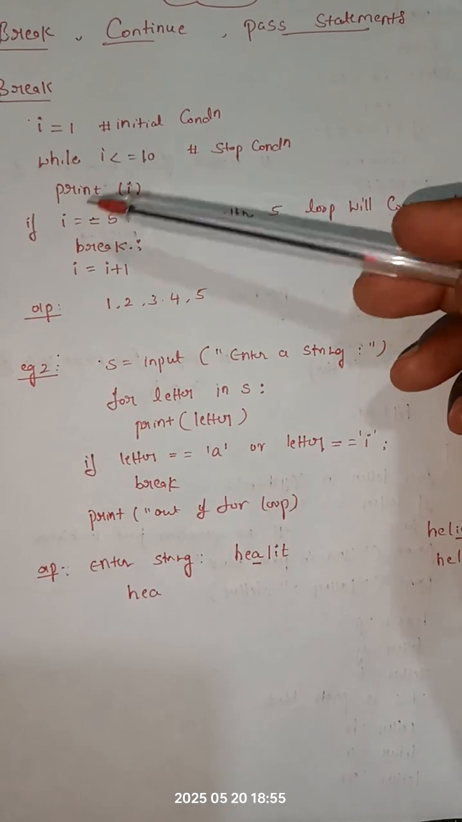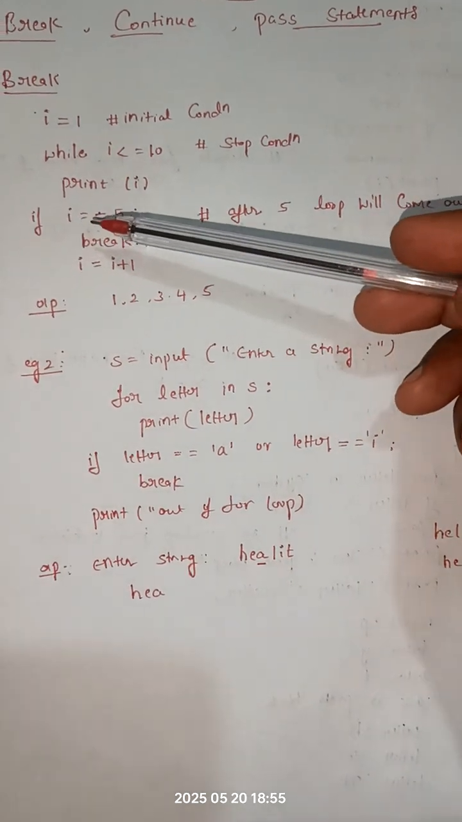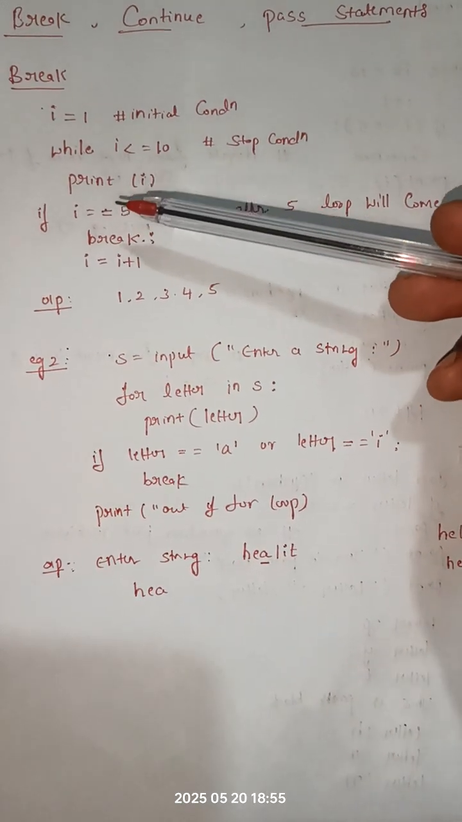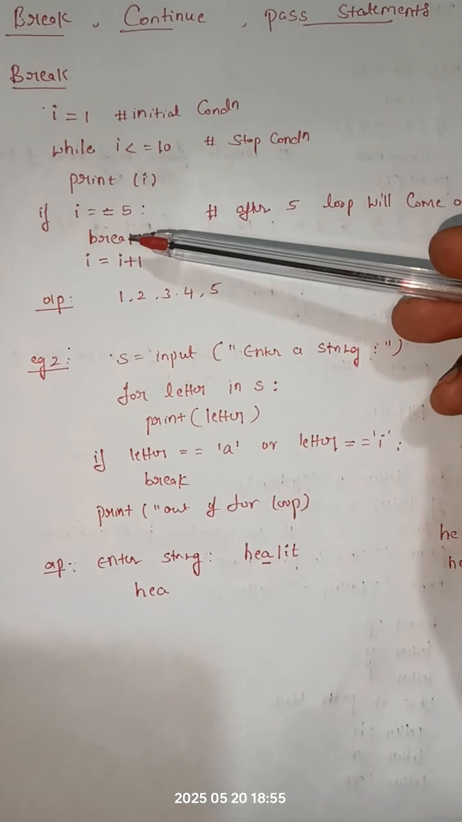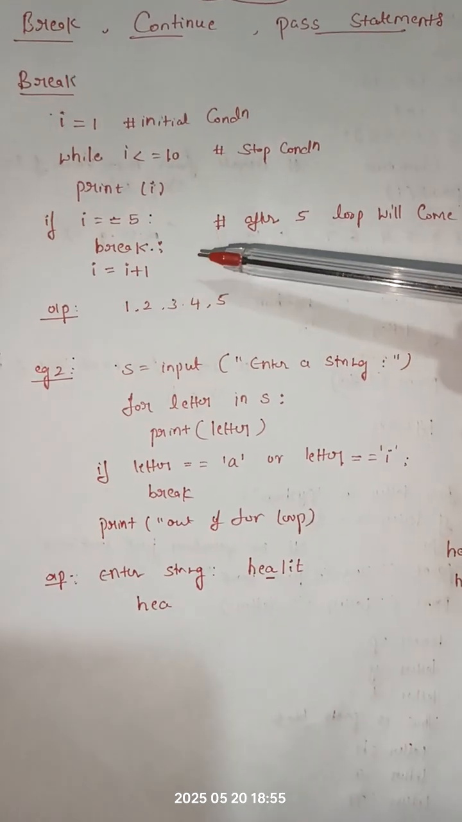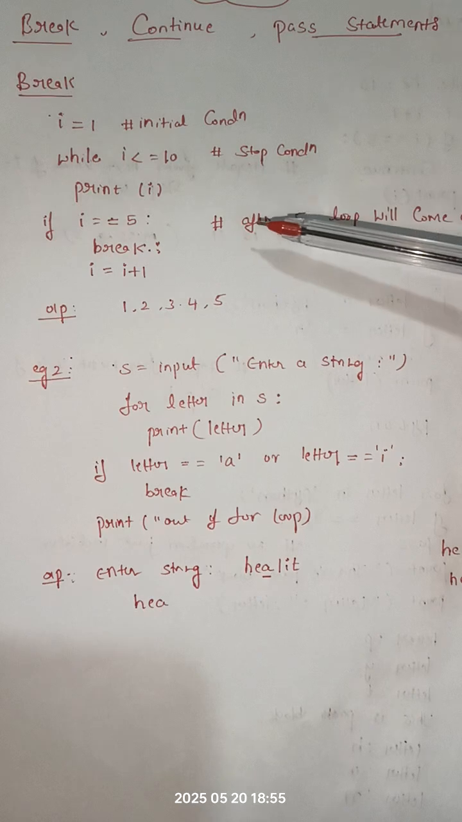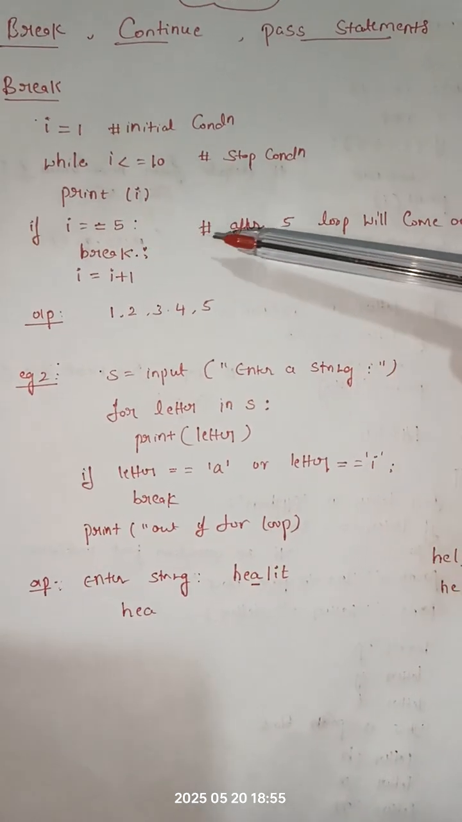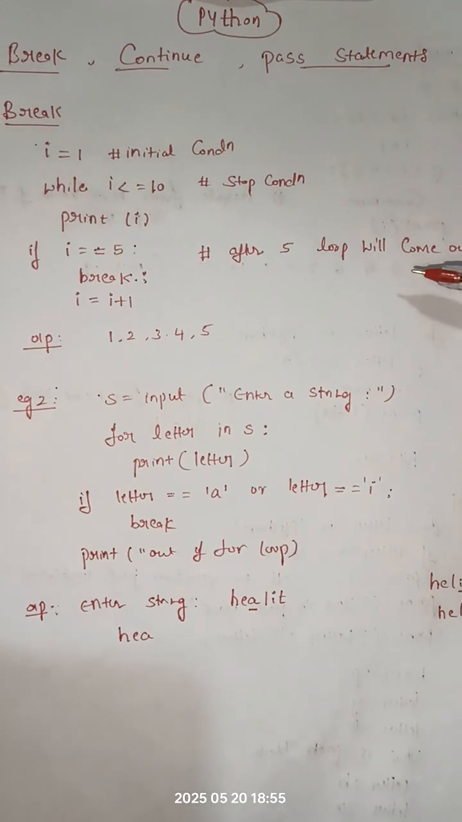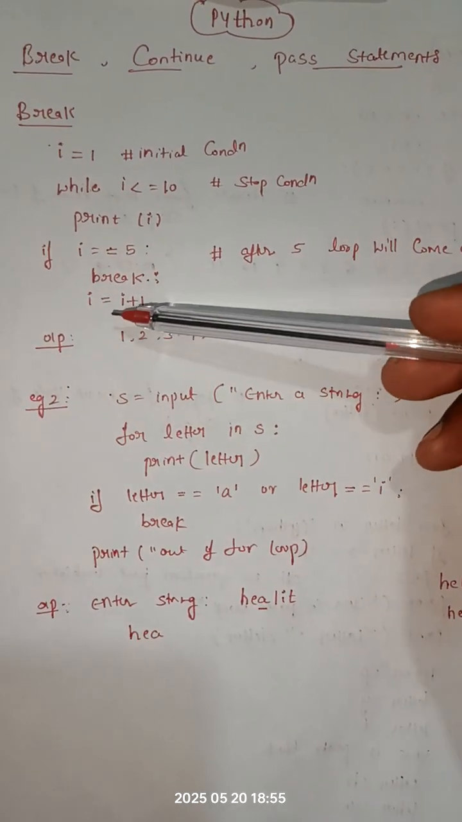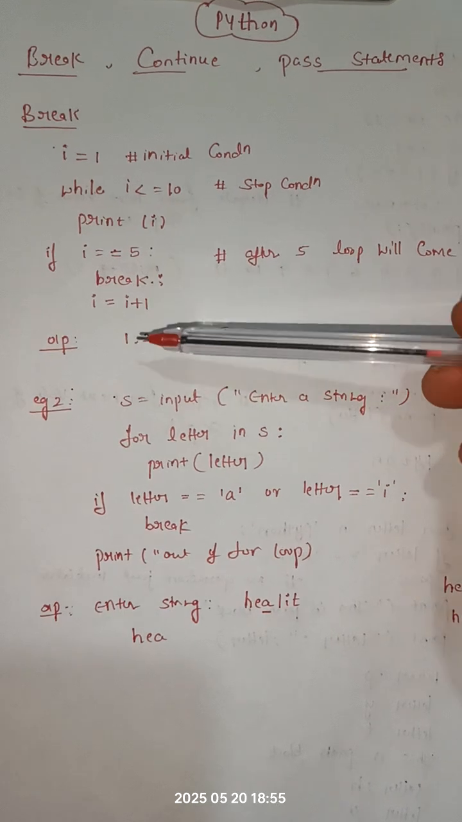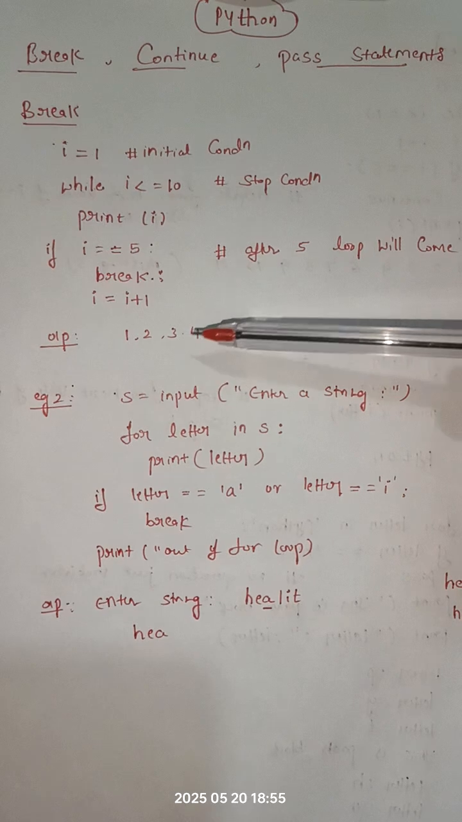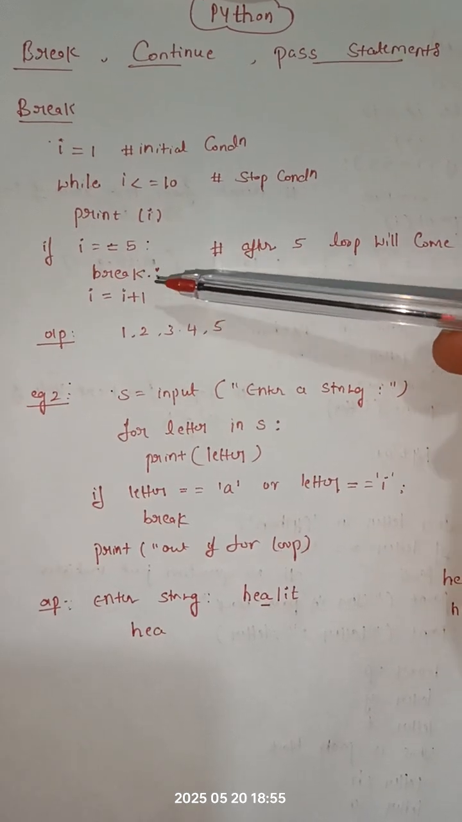Then after this we are adding one statement. If i is equal to 5, using the comparison operator, then we'll call a break statement. It is going to print from 1 to 10, but because of this break statement it is breaking at 5. After 5 the loop will come out. Then i equals i plus 1, that is fine. So the output, instead of 1 to 10, will break at 1 2 3 4 5. When it is 5 it will break and come out of the loop.